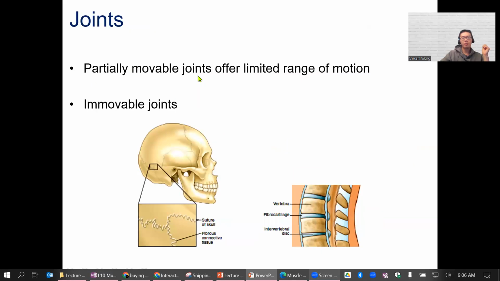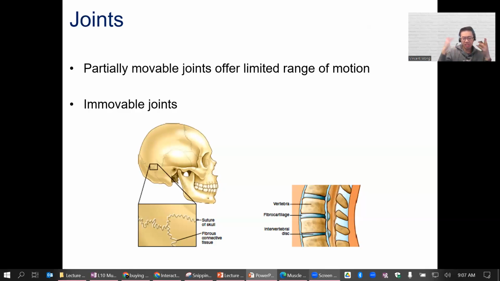Then we have the partially movable joint. They offer a very limited range of motion, and that will be like the backbone, like a T3 connecting with the T4, right? It can move a little bit, but it's not meant for wide ranges of motion, and that makes sense because we need stability in the spine to prop us up. So you can bend forward, and it's a collection of all the movement of the entire spine that allows us to bend forward. But individually, between two adjacent vertebrae, there is limited movement.